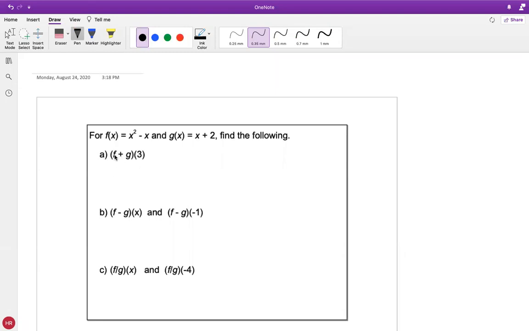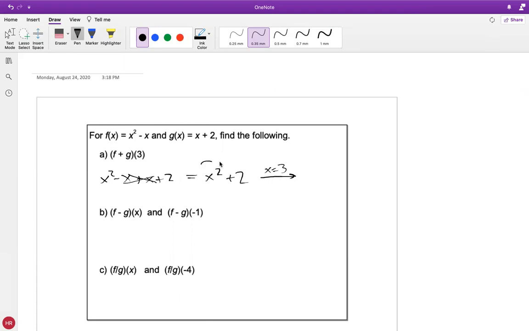So I'm going to do f of x plus g of x. So that's x squared minus x plus x plus 2, f plus g. And there's one x squared term left. The minus x and the plus x cancel out, and I'm left with x squared plus 2. And then if I want f plus g of 3, I've got to plug a 3 in for x.